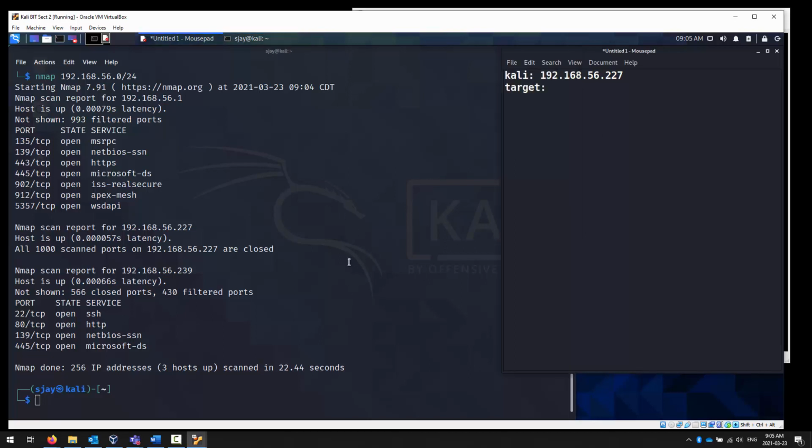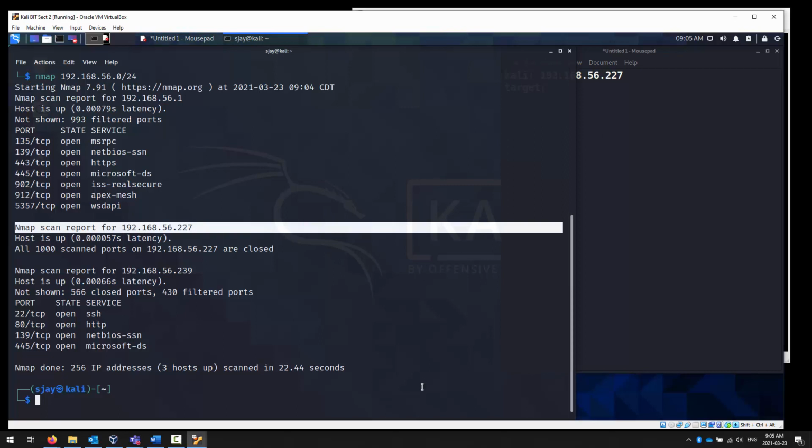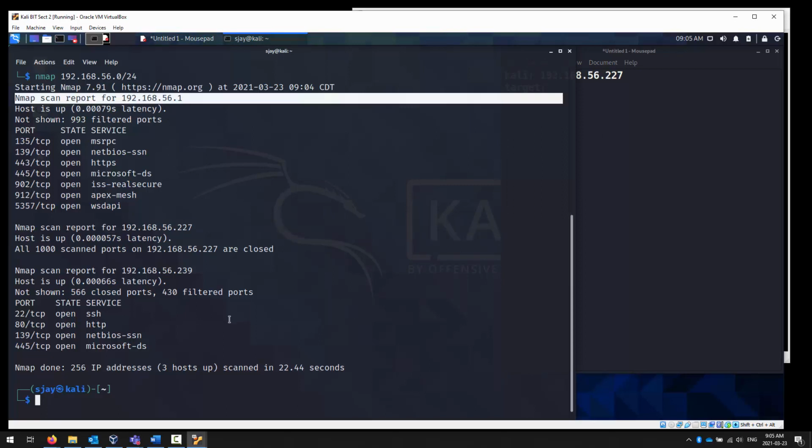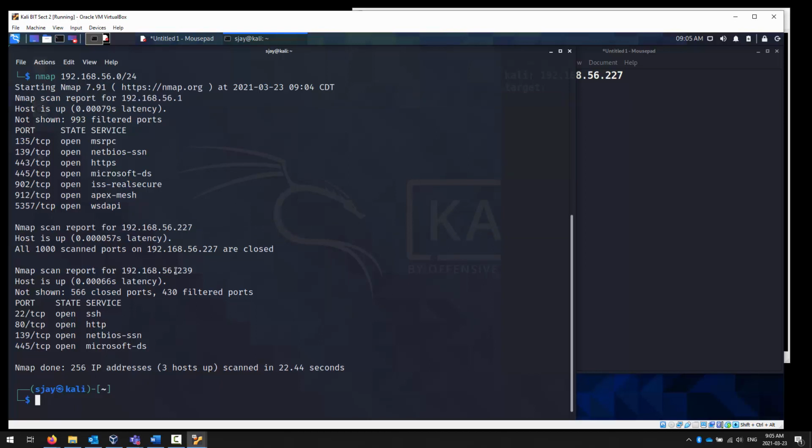So we know that Kali is 227. We know that's Kali. We don't have to worry about that. We know 56.1 is our host environment. That leaves us with 239 as an unknown IP. Let us target that in our attack today.